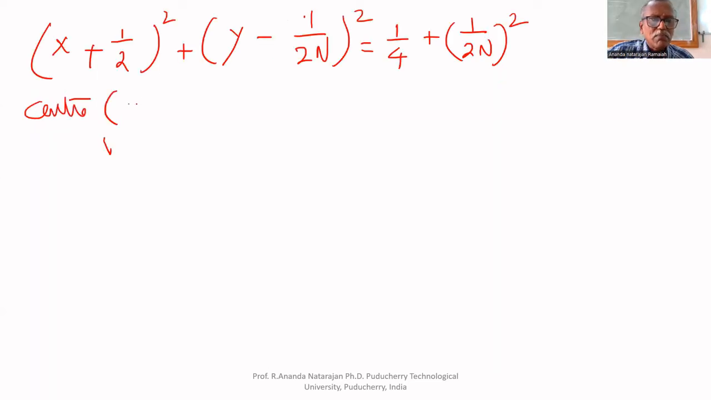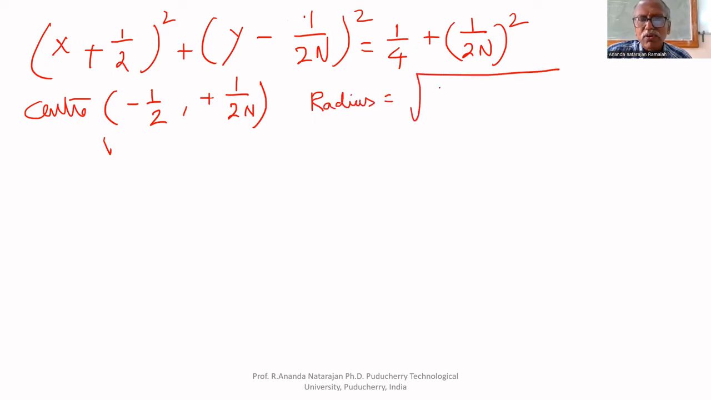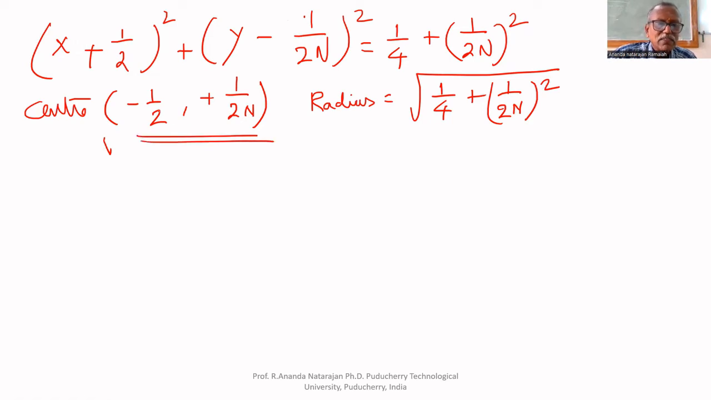Center is (-1/2, +1/2n). What is the radius? Radius equals square root of (1/4 + 1/2n) whole square. That is the radius. This equation is always satisfied when x equals minus 1, y equals 0.